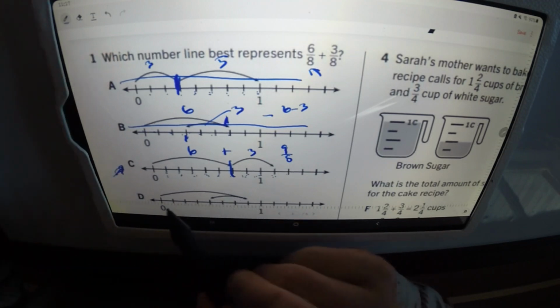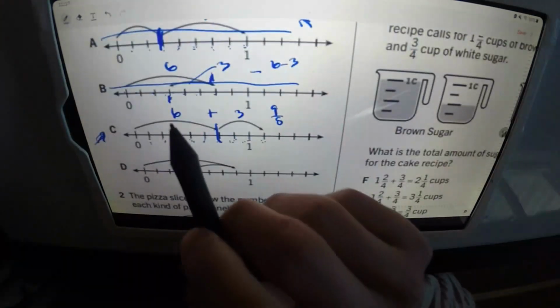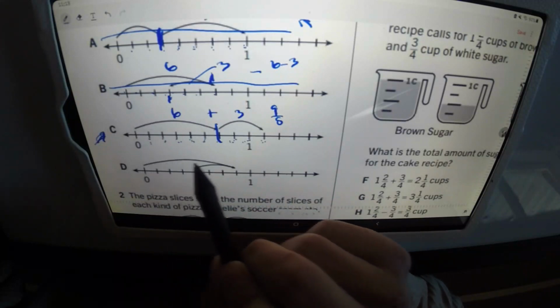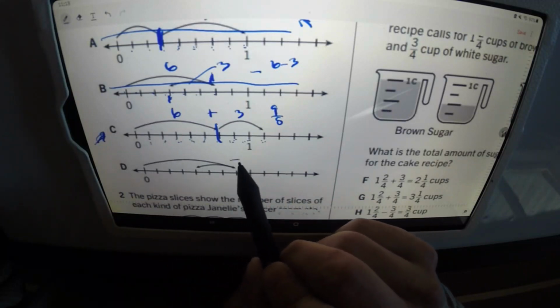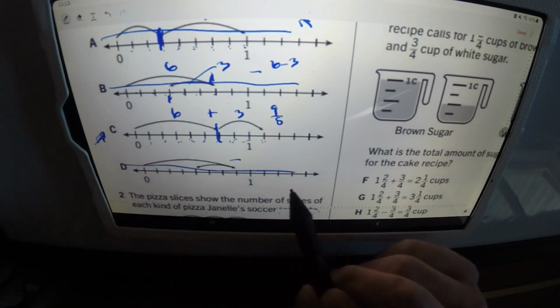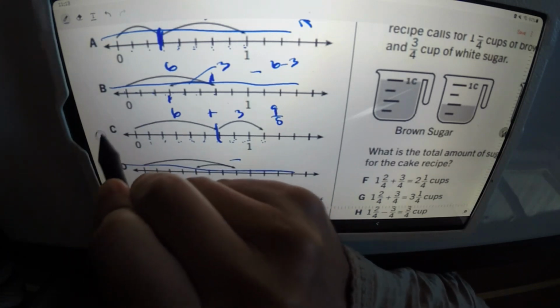The answer is C. This D one here is wrong, because as we figured out with B, we're going back. So it's going whatever amount forward, but it's going back. So this is a subtraction equation, which is not what we're looking for. Again, this is our answer right here, C.